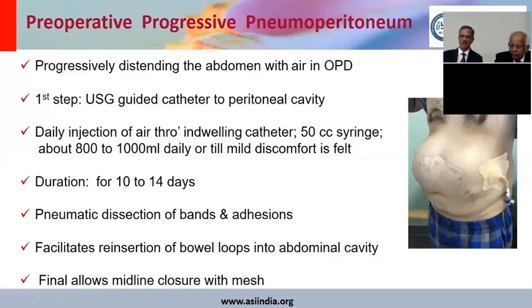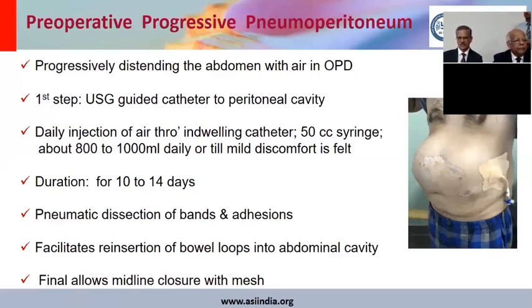Next day when he comes, again put another 800 or 1000 ml. I have put up to 1500 ml on a single day. This is done every day for 2 weeks. And then at the end of this, you do another CT scan. Plain CT is enough, and see whether all the viscera have gone back to the abdominal cavity or not. If not, you can do it for some more days.